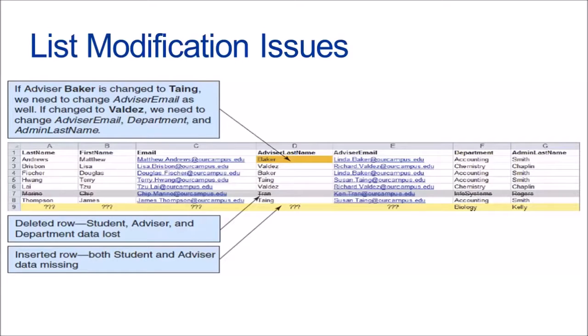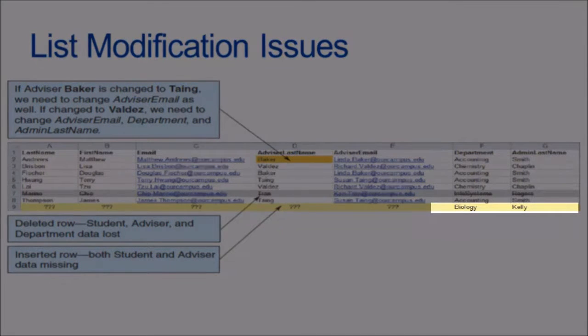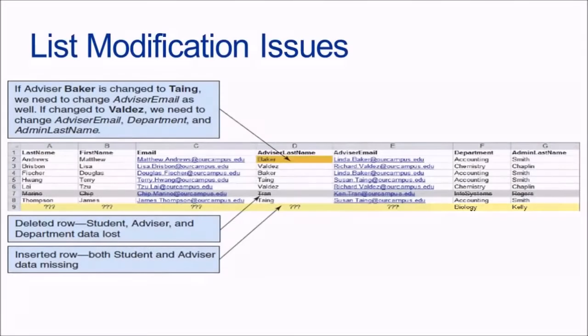Finally, let's look at an insertion anomaly. Let's say that at our university we decide that we want to add a new department. So we create a biology department. Well, this is fine. We add information to our list. We now have a biology department and an administrator's last name.